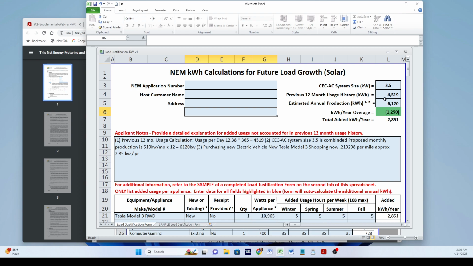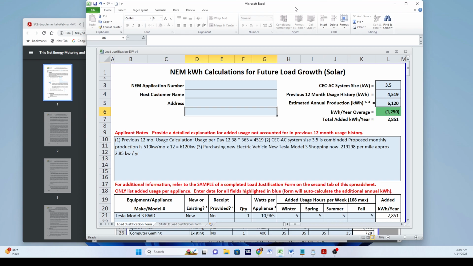And then your 12 months usage history, I showed you how to calculate that from your bill, multiplying the daily usage times 365. And then your annual production, we just use that contract figure where it has the monthly, and you multiply that by 12. So then those fields are all filled in for you. And then it turns out, what happens when your annual production is greater than your history? Well, that could throw you into a major deficiency, right?